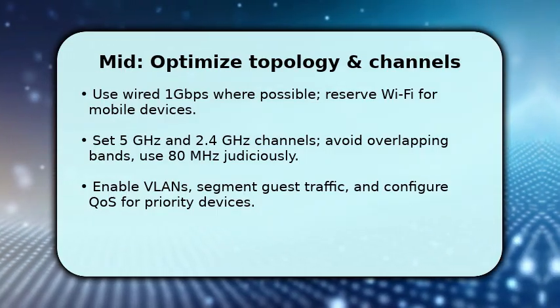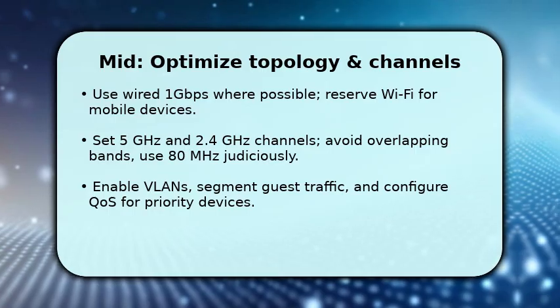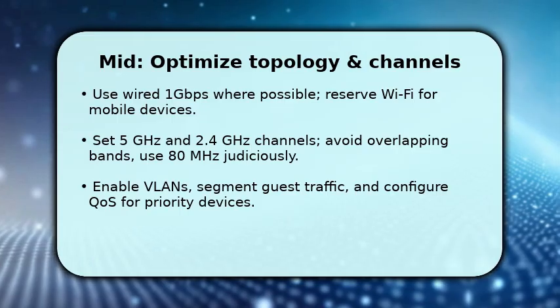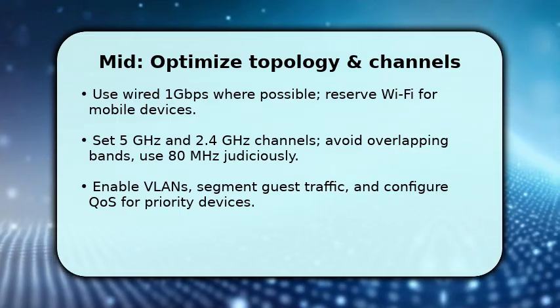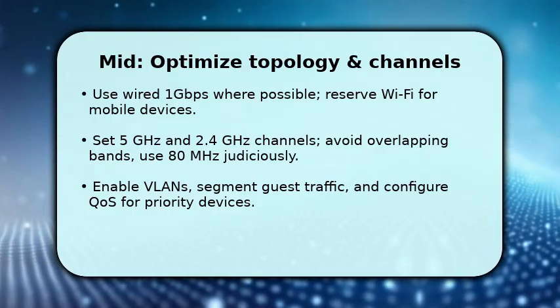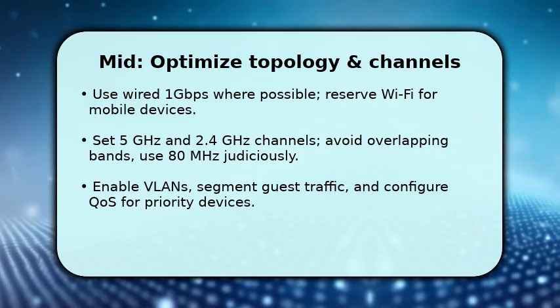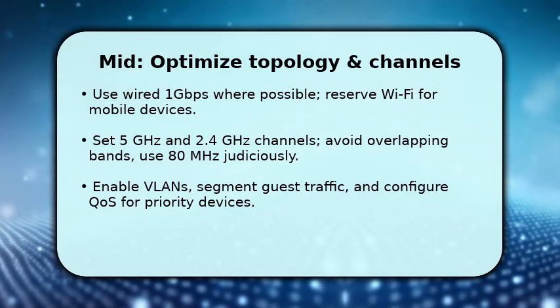Then tune wireless. Set separate SSIDs for 2.4 GHz and 5 GHz, choose non-overlapping channels, and avoid wide 80 MHz bonding where interference is high. Configure VLANs to separate guest and IoT traffic, and enable CoS rules to give VoIP and video conference priority.